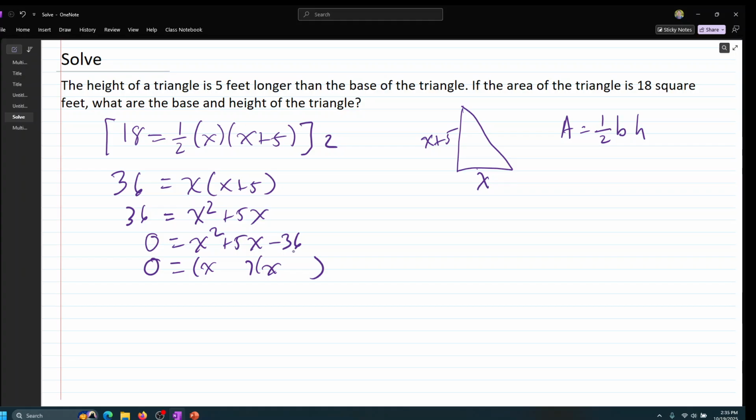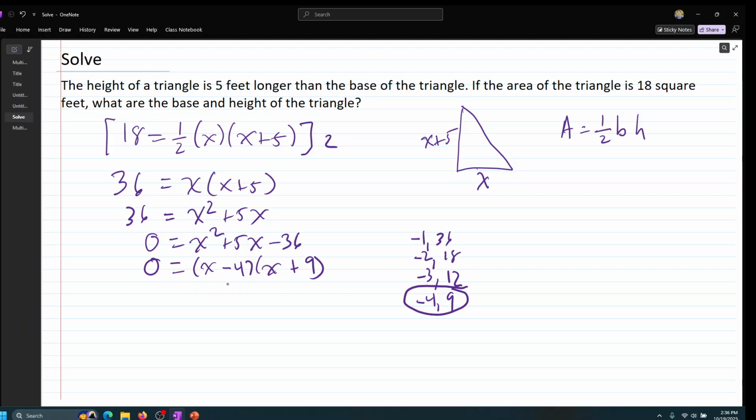So since the product is negative, we know one's positive, one's negative. Since their sum is 5, we know that the larger term is the positive one. So let's see, it could be negative 1, 36, negative 2, 18, negative 3, 12, or negative 4 and 9. And of course it was the last one that was the correct pair because the sum of those two values would be 5. So this factors to x minus 4 times x plus 9.